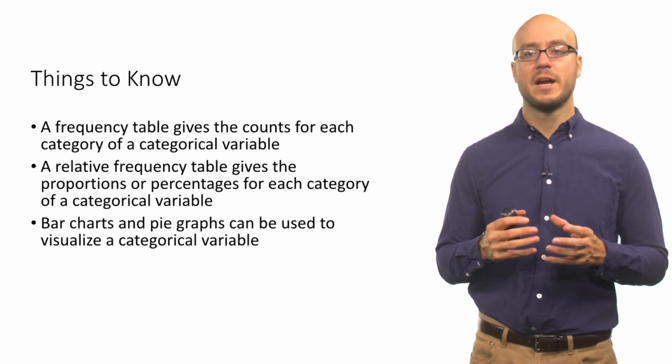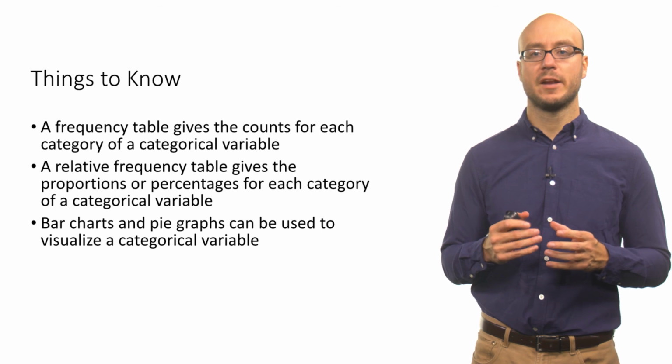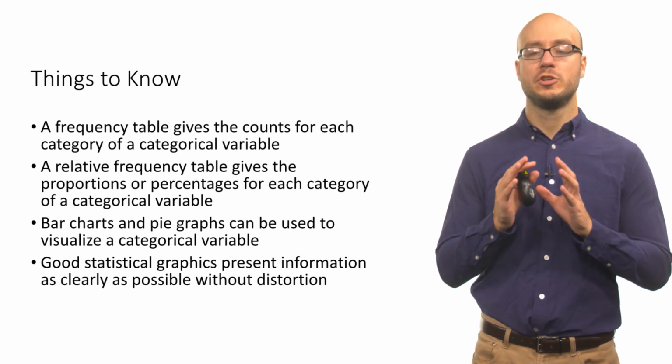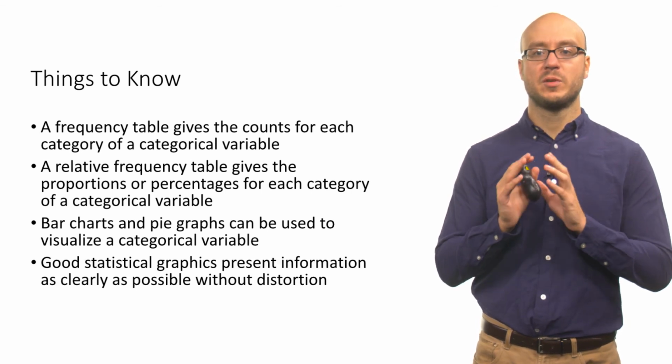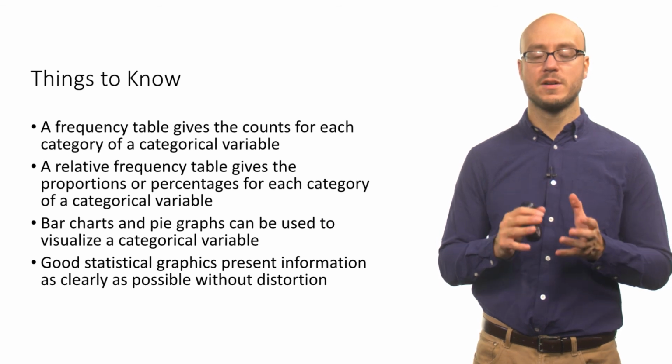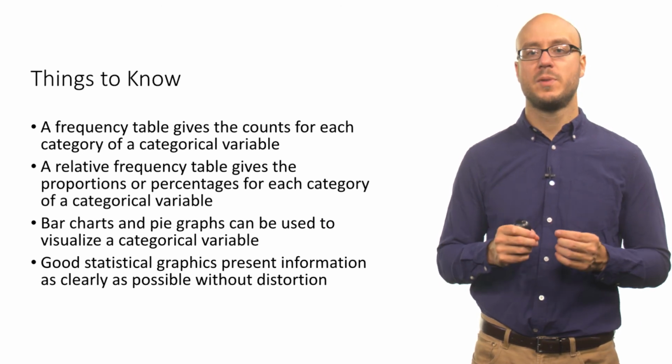And bar charts and pie graphs can be used to visualize a categorical variable, and in general, you should strive to present information from your data set as clearly as possible without distortion. And with that, that concludes our discussion of part 1 in our broader discussion of categorical data.